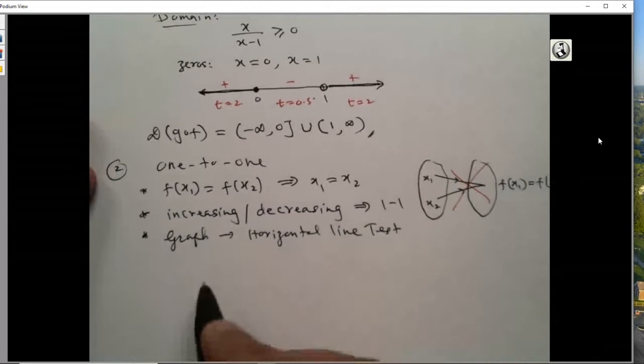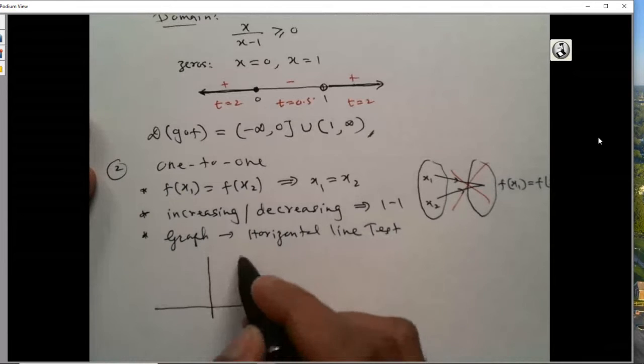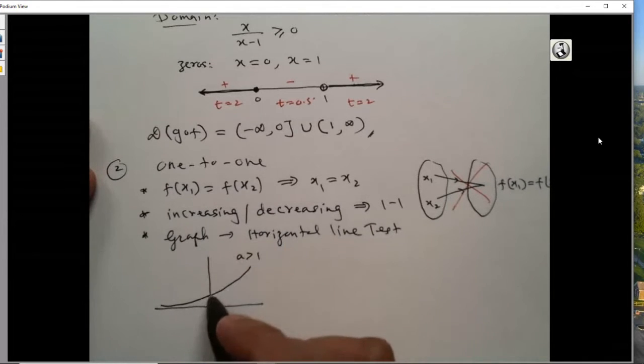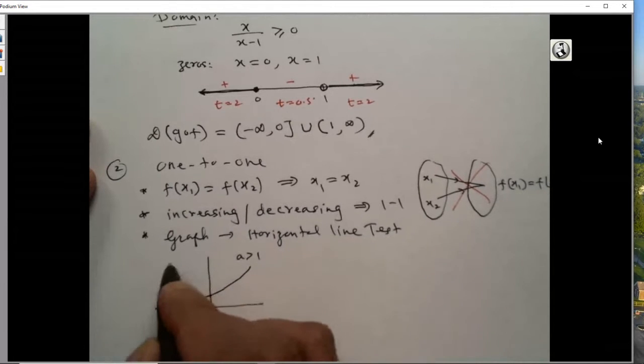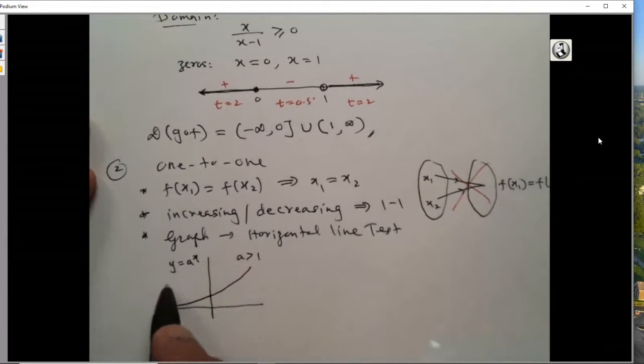For example, we remember the exponential graph. If a is greater than 1, you get a graph like this. It's an increasing function. So this is the graph of y equals a^x when a is greater than 1. And you can see if you use any horizontal line, it only cuts at 1. The reason is the function is increasing. There's no way that it can cross it again because the function is completely increasing, so it never can cut again.